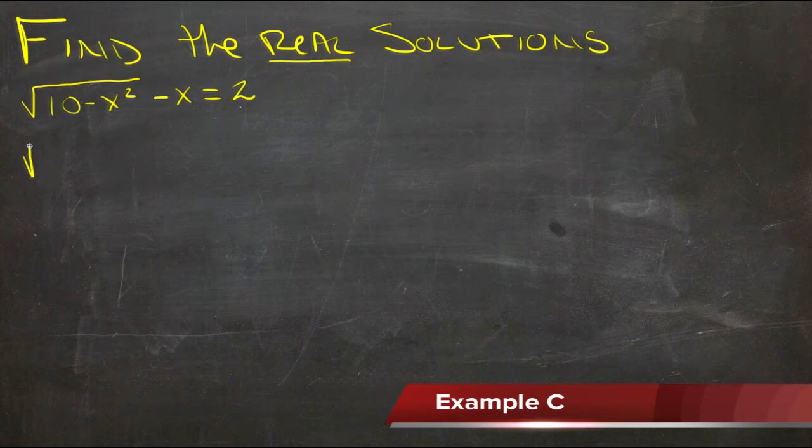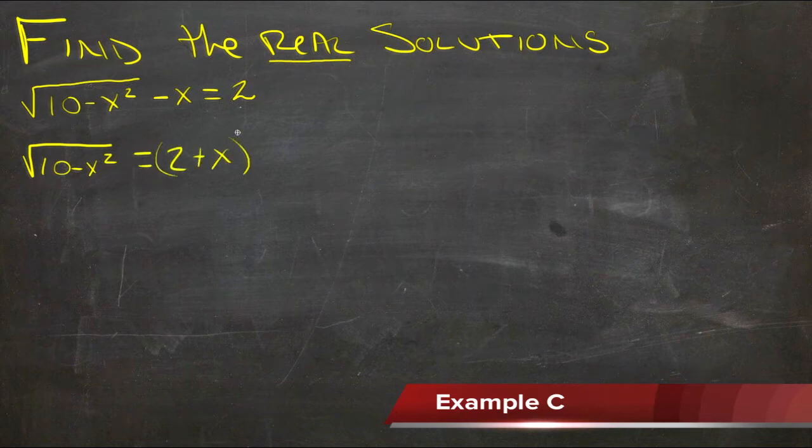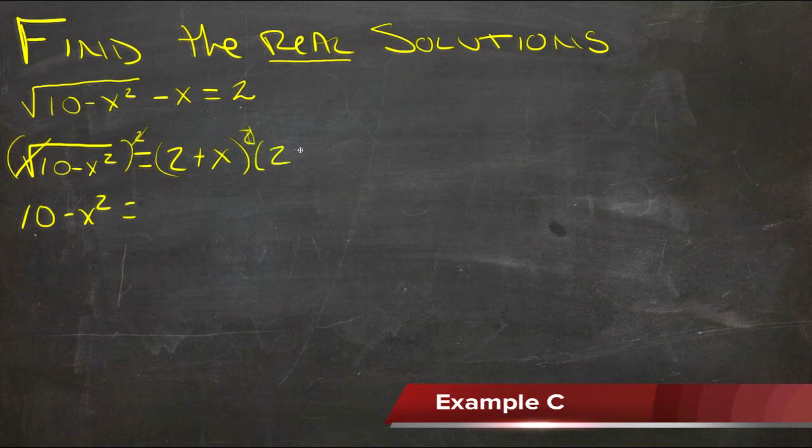So we have the square root of 10 minus x squared equals 2 plus x, and then we square both sides. This square will cancel this square root, so over here we'll have just 10 minus x squared. And over here we'll have 2 plus x times 2 plus x.